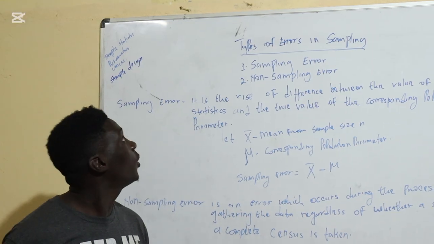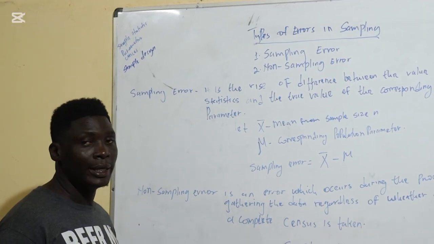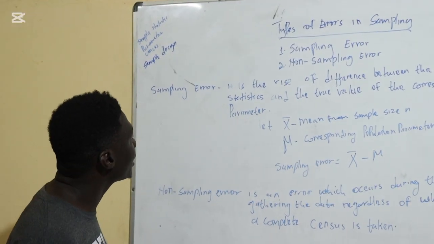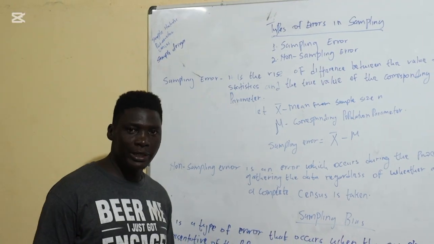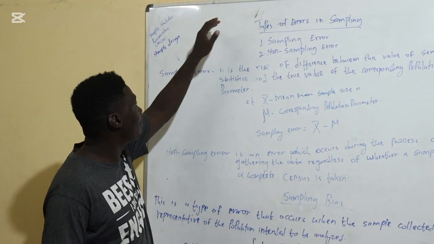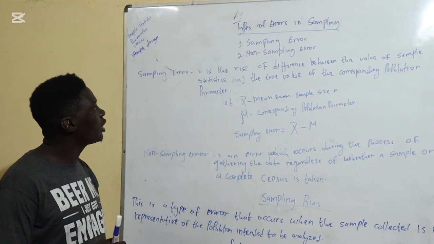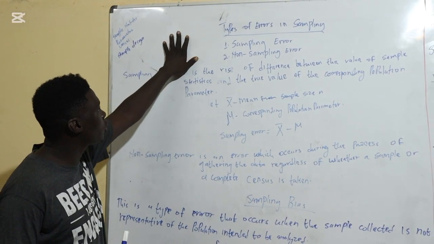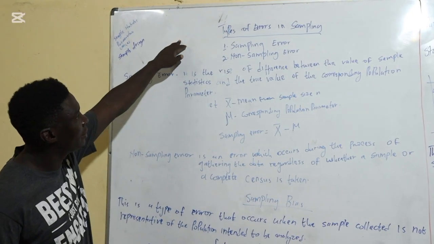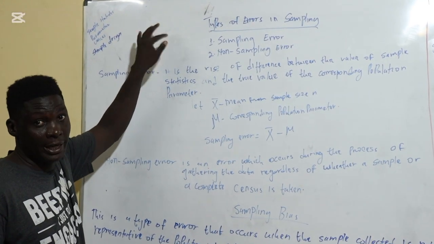Good morning. Welcome to today's part 3 of my presentation on sampling, continuing from where I left off yesterday. Today the first part we're going to tackle is sampling error. Under it we are going to talk about two types of error in sampling, that is sampling error and non-sampling error.